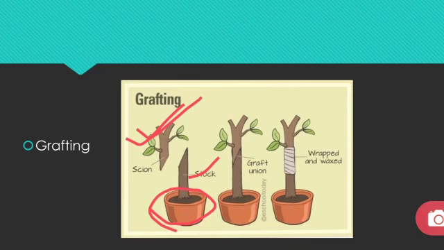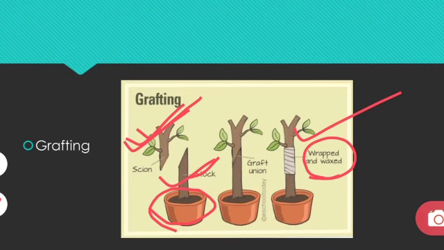Now these two cut parts are attached to each other and then they are wrapped with the help of a tape or with a cloth, and then they are provided with all the favorable conditions. Now you can see that the parts of two plants will give rise to a single individual. Okay.